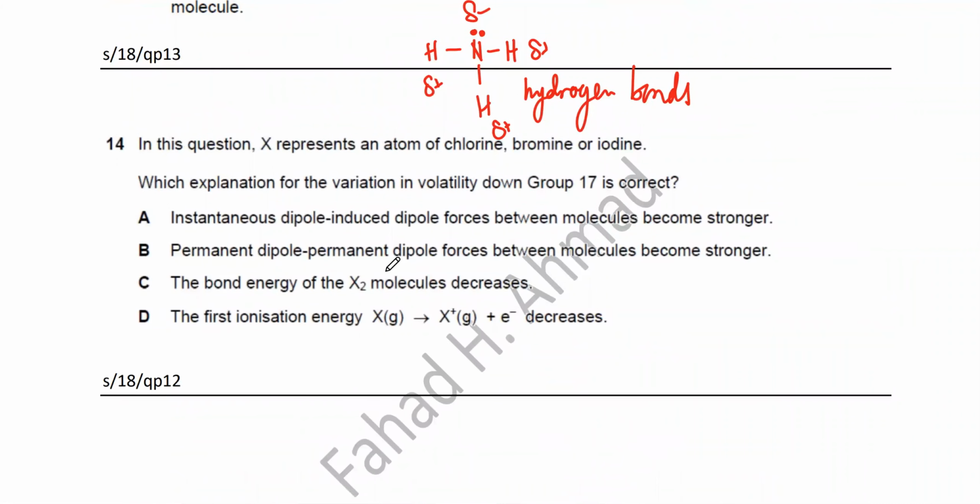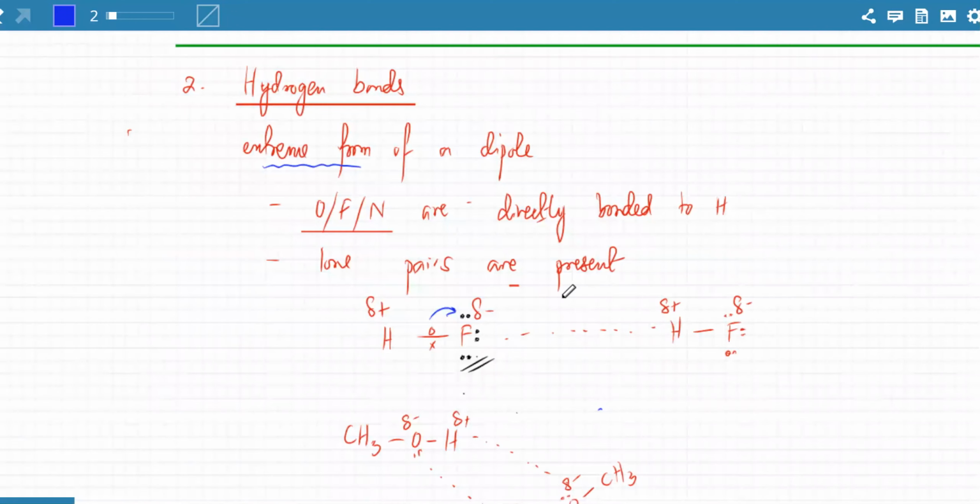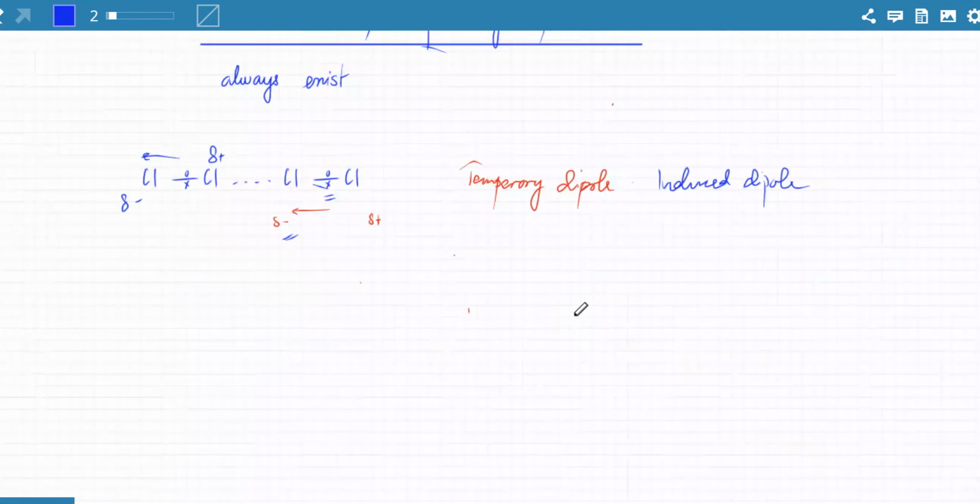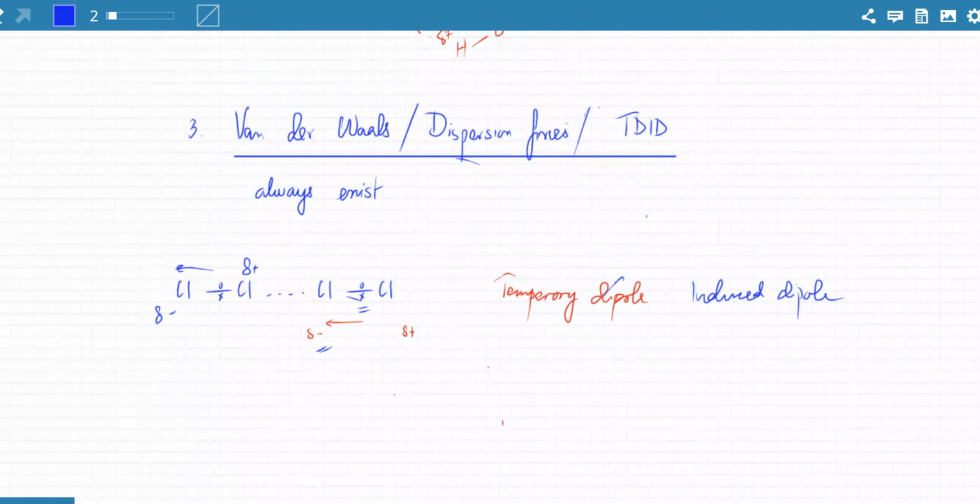So now this one. So one thing that we did not do was it is saying about atoms of chlorine, bromine, and iodine. The third one. Just hold on one second.